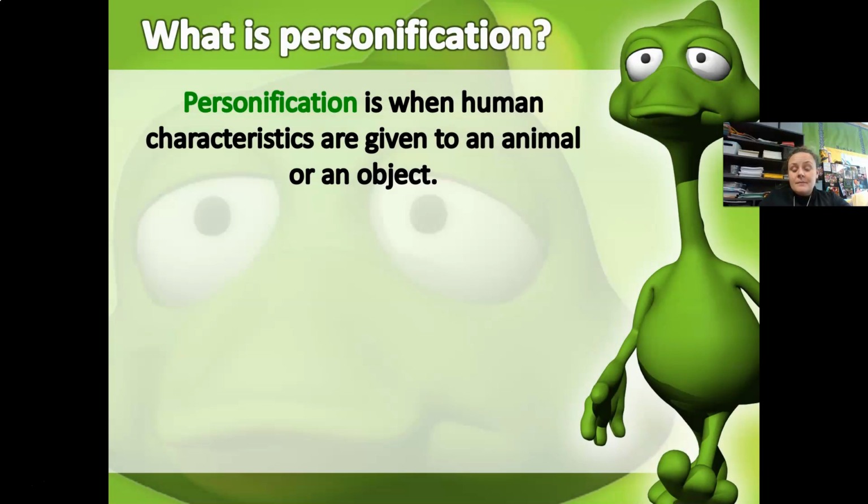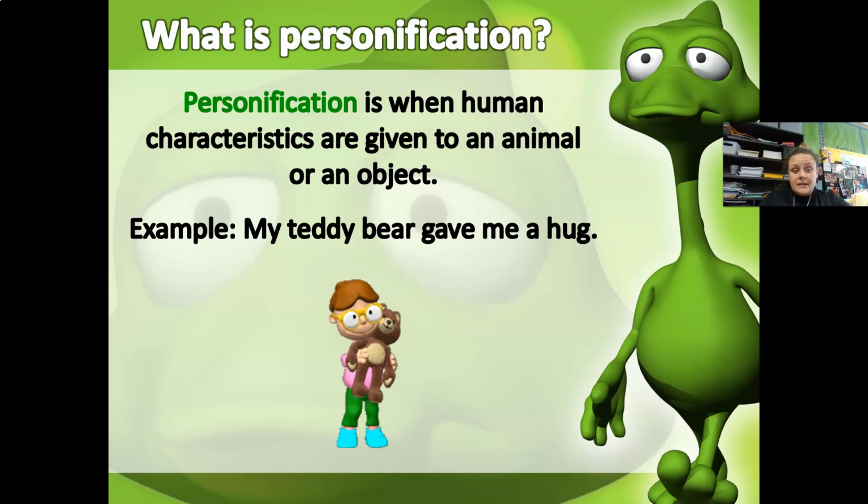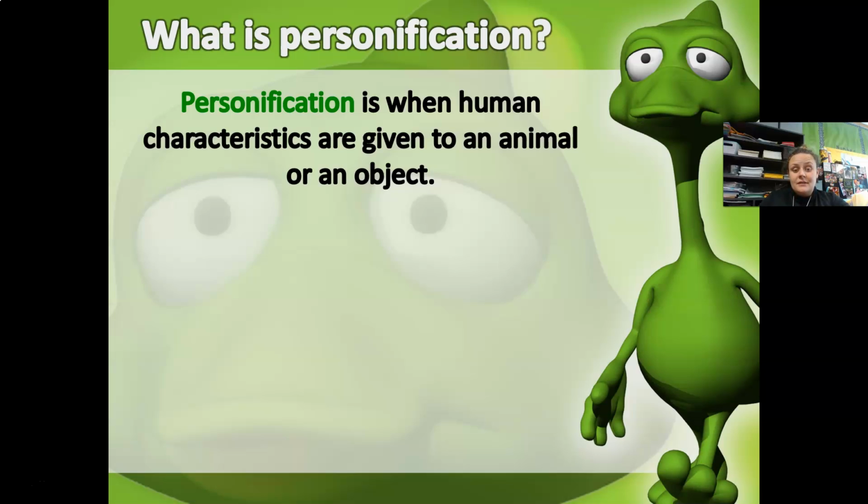Personification. There's a hint in personification, that word person. It's when human characteristics are given to an animal or object. My teddy bear gave me a hug. Well, unfortunately, teddy bears can't really give hugs. But by saying that, we're treating that bear, which is not alive, which is just an object, as if it was a person and can do things that people do.